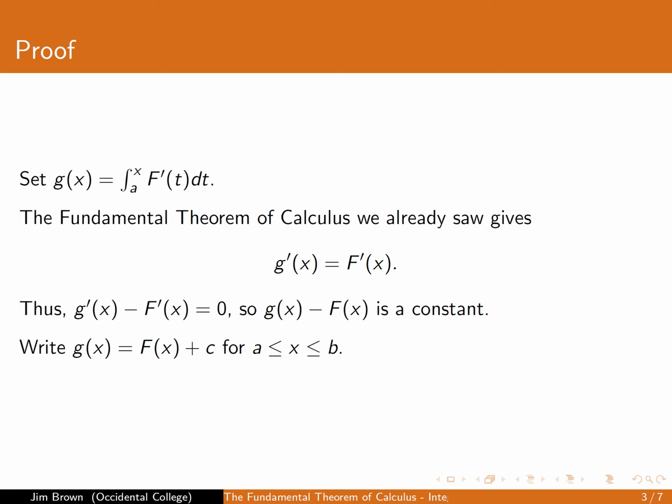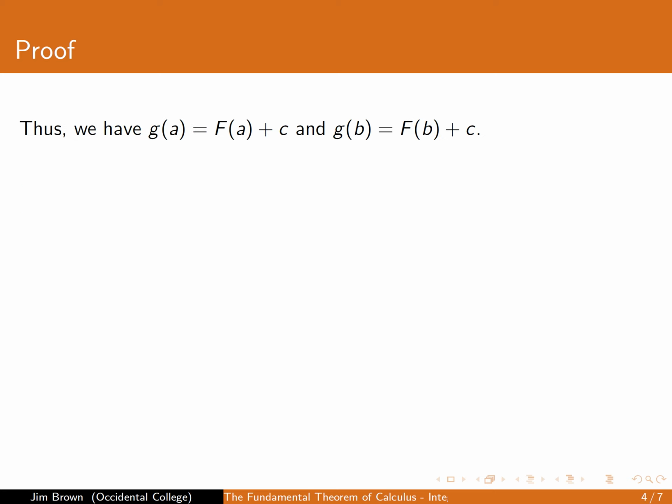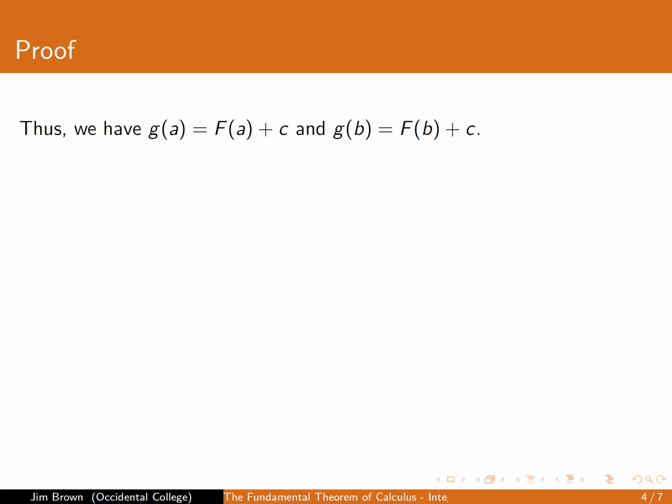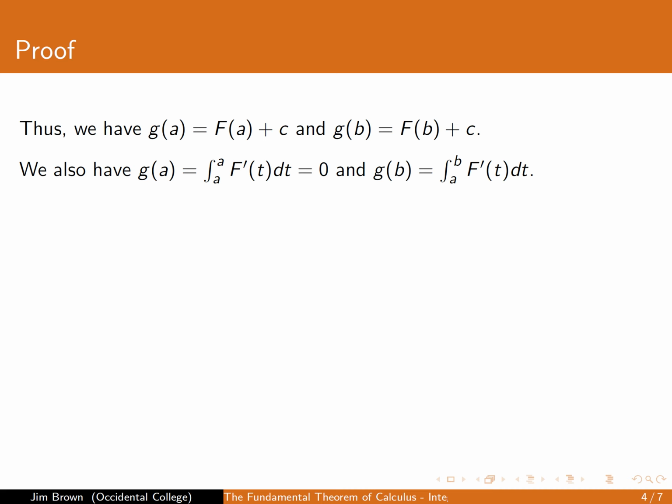Now, since we have g of x equals f of x plus c, we can plug in the values a and b. If I plug in a, I get f of a plus c. If I plug in b, I get f of b plus c. But remember, we also have that g of x is the integral from a to x of f prime of t dt. So g of a is the integral from a to a of f prime of t dt. Since we're integrating from a to a, this is just 0. And g of b is the integral from a to b of f prime of t dt, which is exactly what we're trying to calculate.